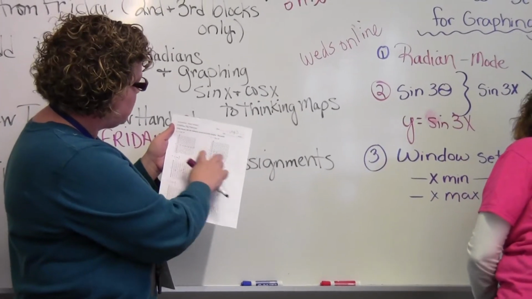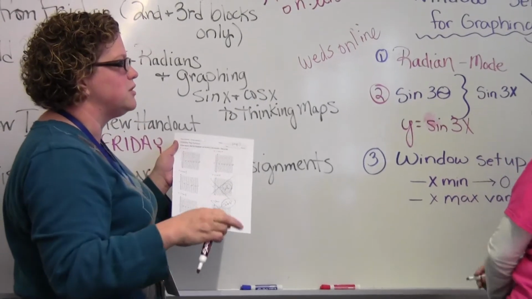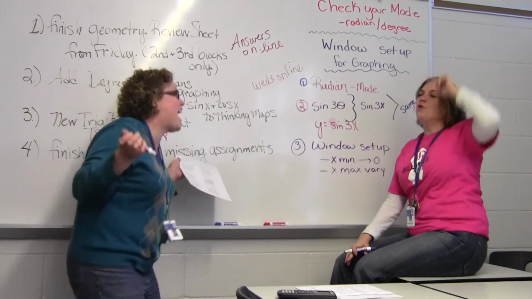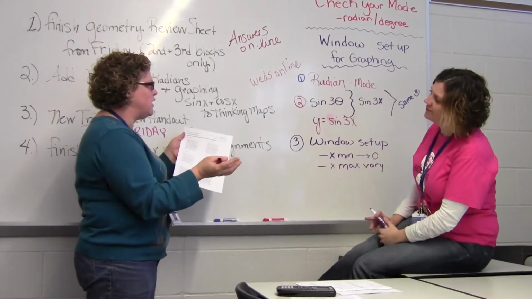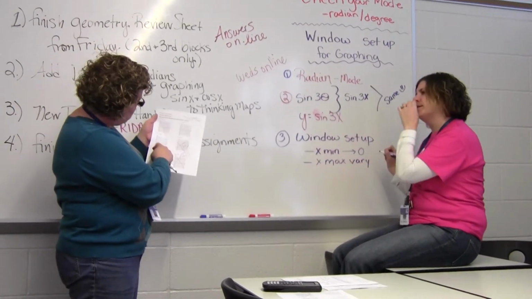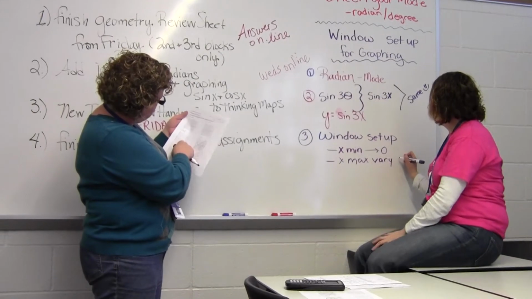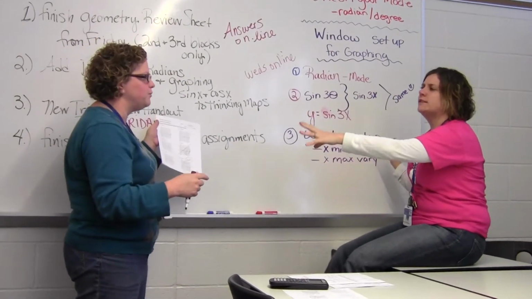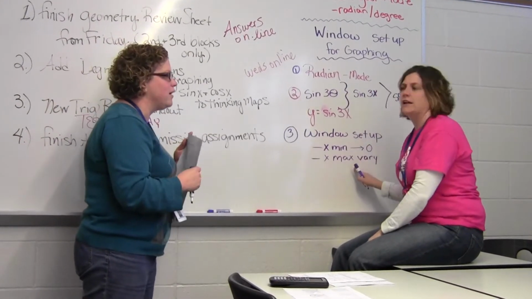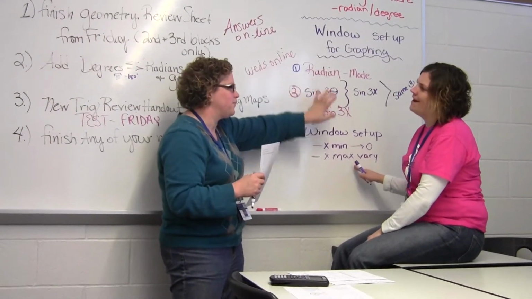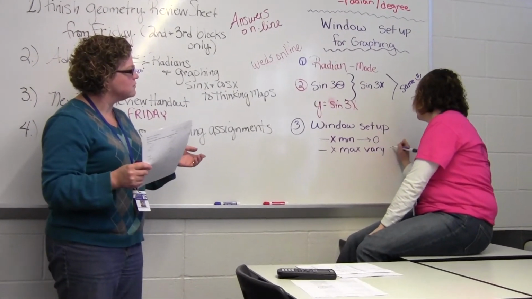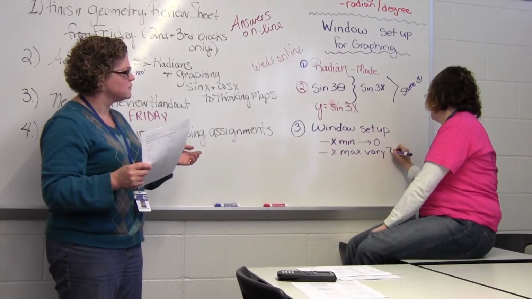On this first one, my X maximum is 360 degrees, which is the same thing as what in radians? 2 pi. So for the first two, I need to make sure that my X max is 2 pi. But then I get down here and I have like 2 pi, 4 pi, 6 pi, 8 pi. You're saying my X max should be in pi? Yeah, because we switched it to radians. It's going to vary, but it's got to be in pi.